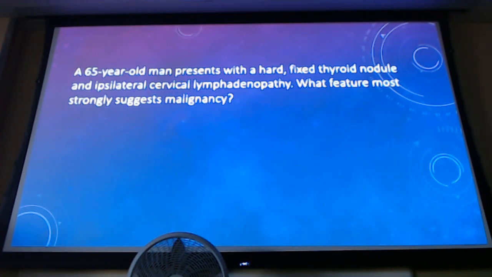All right, you have a 65-year-old man who presents with a hard fixed thyroid nodule and ipsilateral cervical lymphadenopathy. Which feature most strongly suggests malignancy? Of his presentation, hard and fixed. Okay, cervical lymphadenopathy, could be anything.